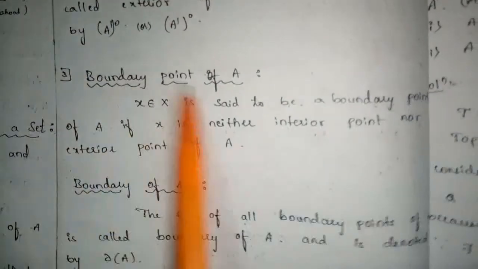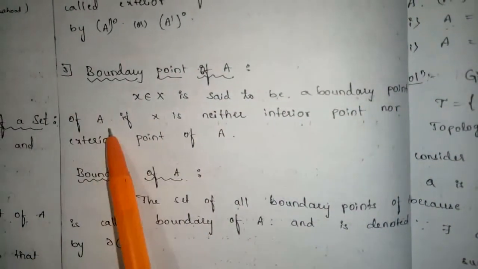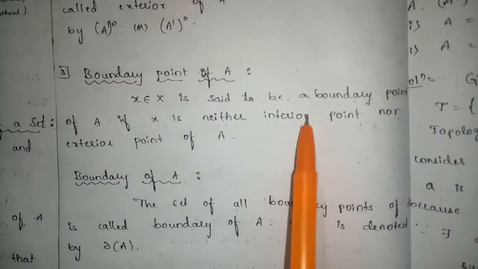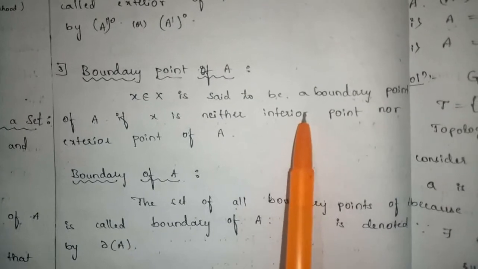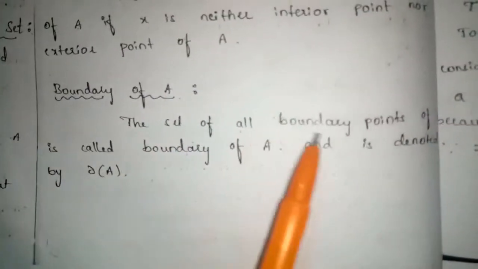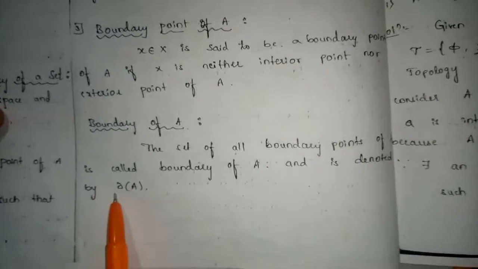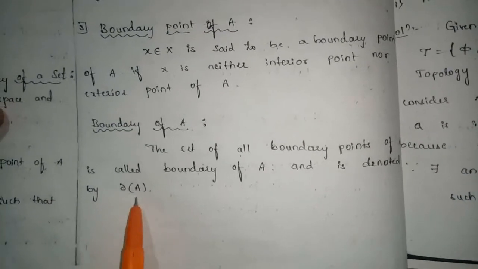Next we define the boundary point of A. What is the boundary point of A? X belongs to X is said to be a boundary point of A if X is neither an interior point nor an exterior point of A. This is called the boundary point. Boundary of A, the set of all boundary points, is called the boundary of A and is denoted by the symbol dou of A. This is the symbol for the boundary set of A.